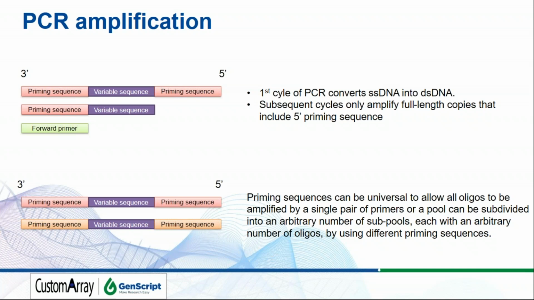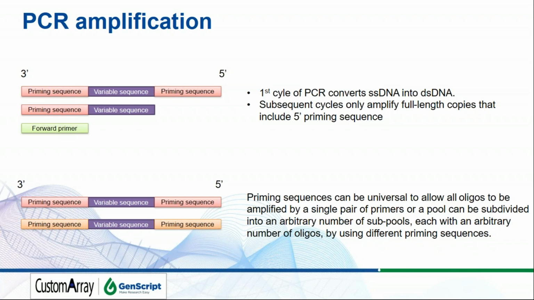The other benefit is that it allows you to arbitrarily subdivide a master pool into a number of subpools. These are basically methods, we usually call these cohort primers. Instead of having a single priming sequence for all the oligos in a single pool, you can subdivide that and say, these 1,000 will have this priming sequence, and these 1,000 will have this other priming sequence, and then use different PCR primer pairs to select and amplify one subpool out of the master pool.